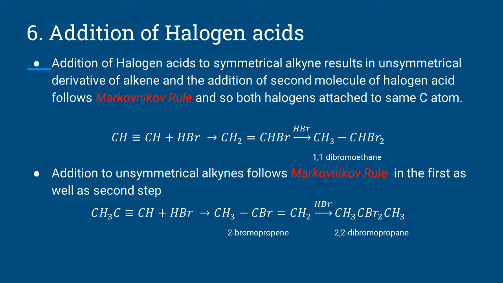To this, again one more molecule of HBr will add. Again it goes into H plus and Br minus. Carbon 2 has no hydrogen, so Br will go to the second carbon to form 2,2-dibromopropane. So halogen acids follow the Markovnikov rule while adding into acetylene.